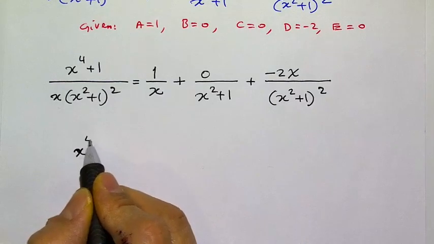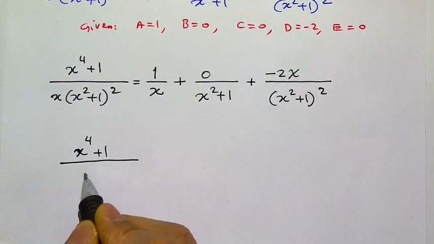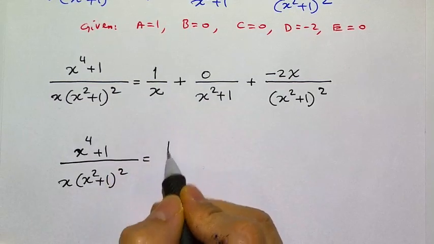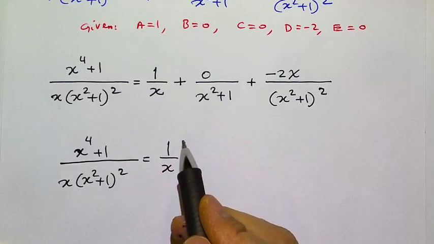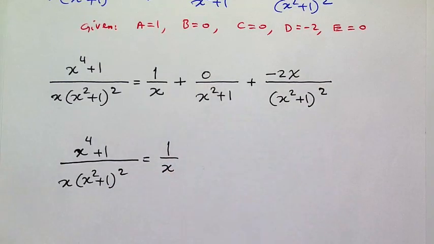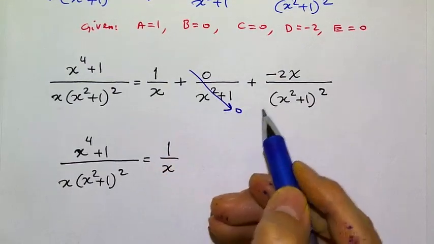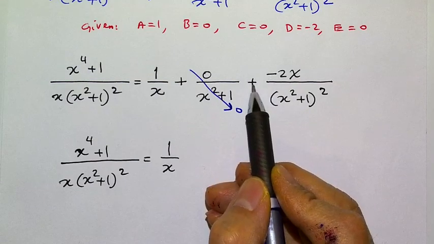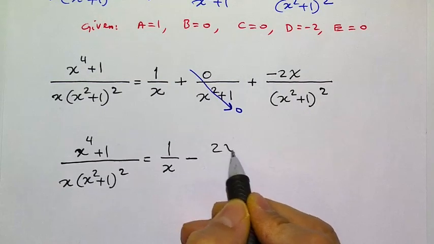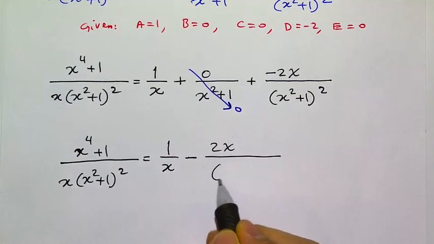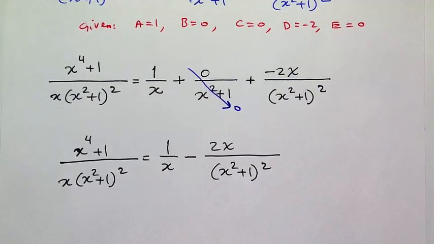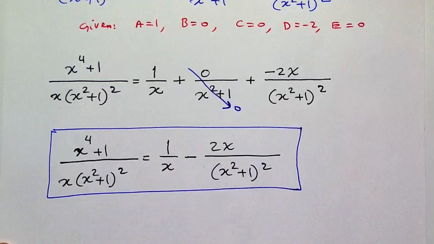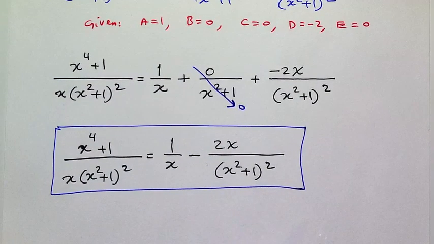Okay, let's tidy this up in the final solution. We have x to the fourth plus 1 divided by x times x squared plus 1 squared equals 1 over x. 0 divided by anything is 0, so this is just 0, right? Now this minus multiplies this by this, it makes it negative. So minus 2x divided by x squared plus 1 squared. And this is our final partial fractions on the right side.